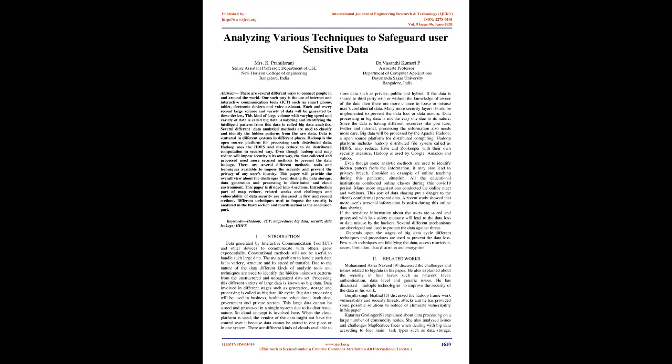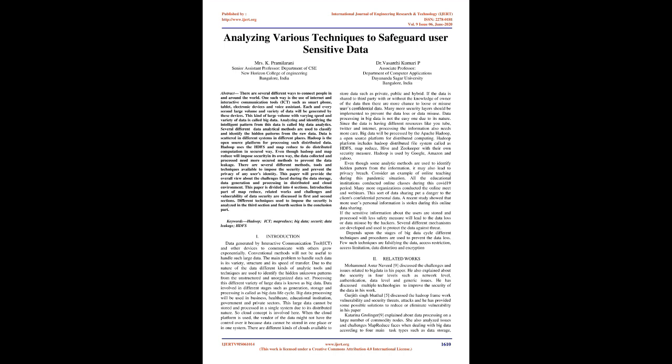Hadoop uses the HDFS and MapReduce to do distributed computation in a secured way. Even though Hadoop and MapReduce impose security in their own way, the data collected and processed need more secured methods to prevent data leakage. There are several different methods, tools, and techniques available to impose security and protect the privacy of any user's identity. This paper will provide an overall view of the challenges faced during data storage, data generation, and processing in distributed and cloud environments.